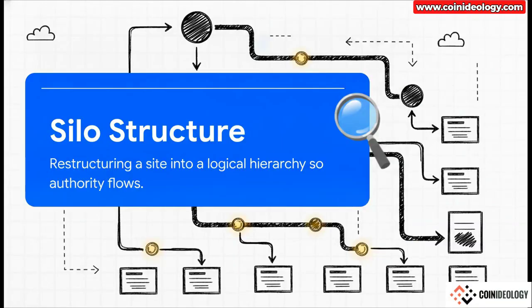Let's break down some of the jargon here, starting with site structure and internal linking. Poor site architecture makes it incredibly hard for both users and search engines to find your best work. The fix is implementing what's often called a silo structure. Essentially, this means restructuring your site into a highly logical hierarchy. Think of proper architecture like a series of perfectly connected pipes.